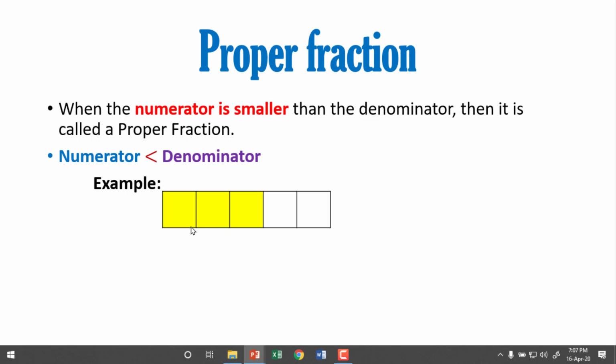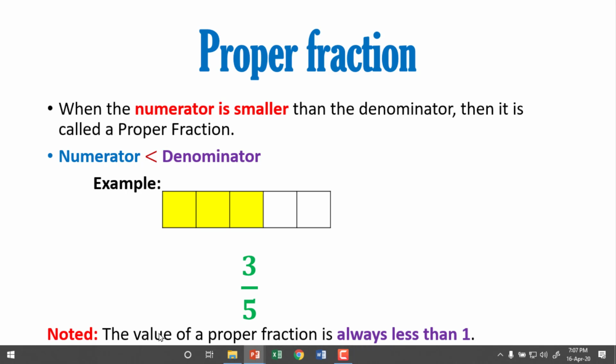Suppose you have a chocolate that has 5 equal bars, 1, 2, 3, 4, 5, and from these 5 bars you have eaten 3 bars, 1, 2, 3. These 3 parts you have eaten. So we can say that the eaten part is 3 by 5. Here 3 is the numerator that indicates the eaten part and 5 is the denominator that indicates the whole chocolate. Here 3 is smaller than 5, that's why you can say that this fraction is a proper fraction.